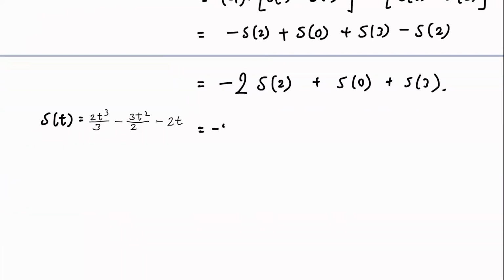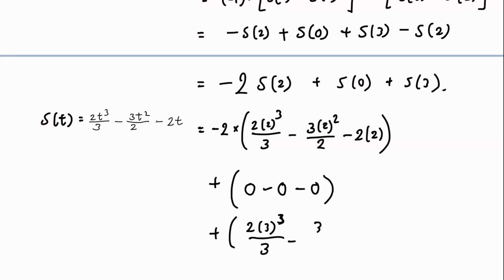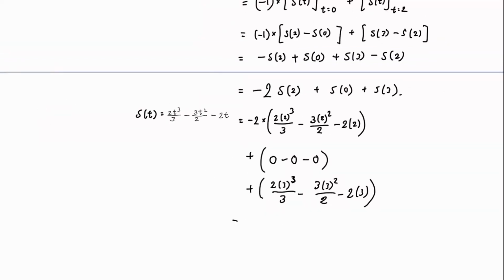So what we get? -2 times of bracket s of 2. So everywhere there was a t replaced with 2. Can you help me to type this in the calculator as I write? Plus s of 0. Yeah. This becomes 0 minus 0 minus 0. Plus s of 3. This is 2t cubed over 3 minus 3 times 3 squared over 2 minus 2 times 3. Yeah, type this in the calculator.